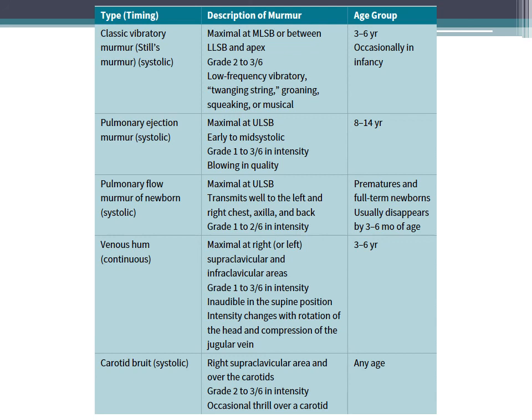The last murmur we're going to talk about is the carotid bruit, and this is basically a systolic ejection murmur, best heard over the supraclavicular area or the carotids. It's produced by turbulence in the brachiocephalic or carotid arteries, and the murmur is going to be a 2 to 3 out of 6 in intensity. A faint thrill can be palpable over the carotid arteries as well, and a bruit can be found in normal children of any age, really.